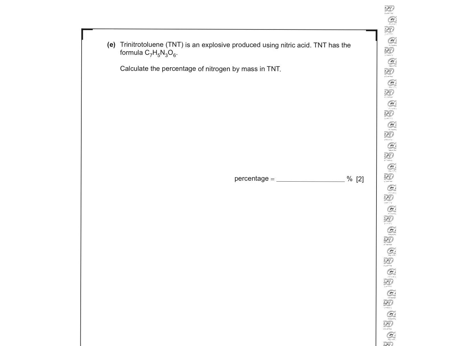Part E, have to calculate the percentage of nitrogen by mass in TNT. So you've got to work out the total mass of the nitrogen. Now you can see here that there are 3 nitrogens. Now the RFM of nitrogen is 14, so it's going to be 14 times 3, that is 42, and then you divide that by the total mass of the C7H5N3O6. So when you add all of that up, it comes to 227, and we want this as a percentage. So that is 18.5%.